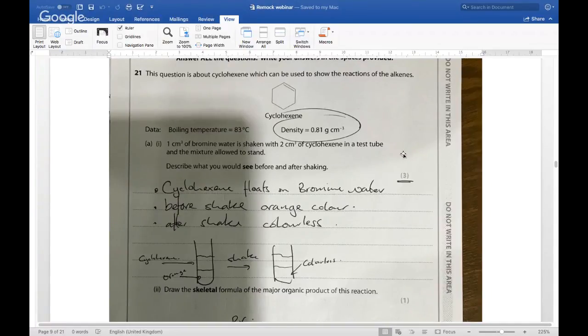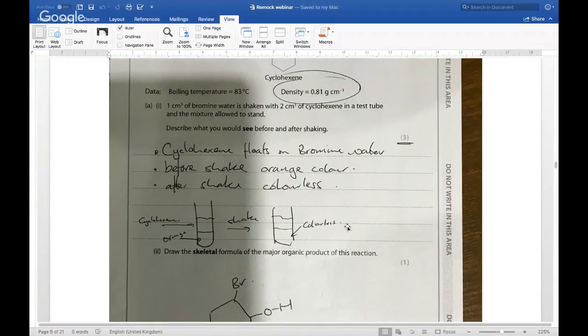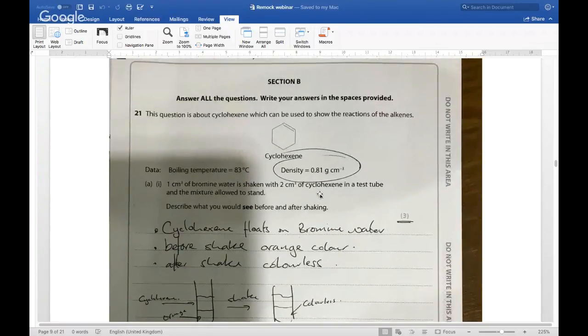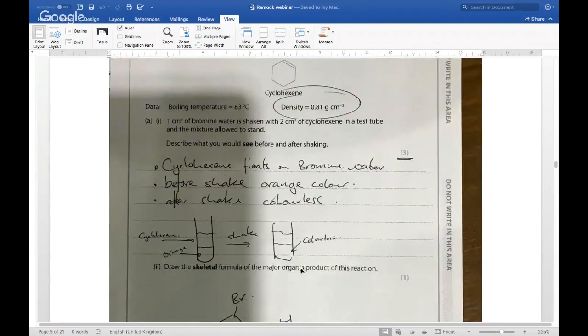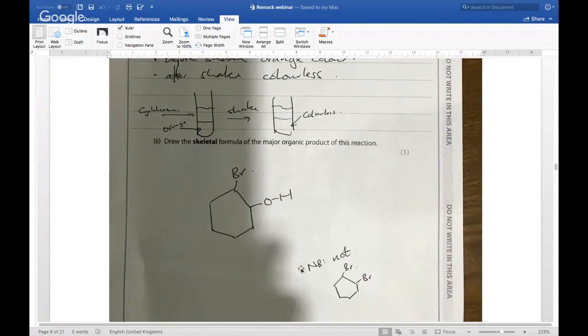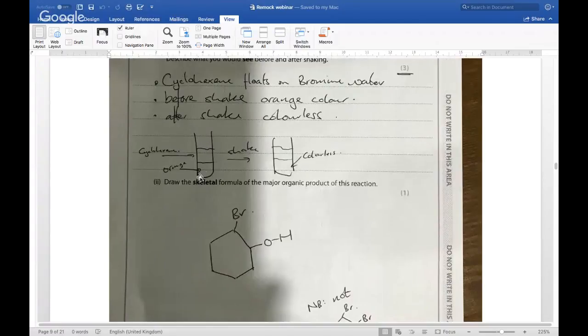Right, lots of people missed that this was worth 3 marks. So there were 3 points. Number 1, it's giving you density. What that means is when you add the bromine water to the cyclohexene, the bromine water is going to drop to the bottom and the cyclohexene is going to float on top. So that's the first observation. Before shaking, orange color. After shaking, colorless, 3 marks. I even thought I'd draw a picture. So you've got the orange bromine water at the bottom with the cyclohexene floating on top. And then afterwards, the bottom part of the solution becomes colorless.